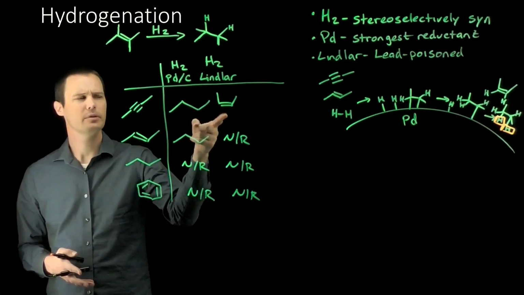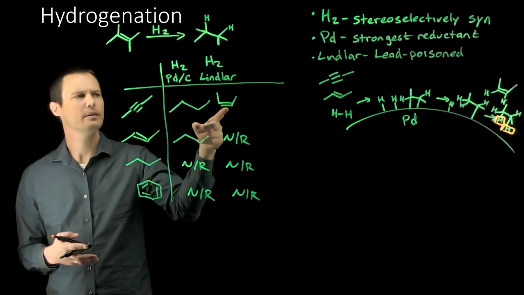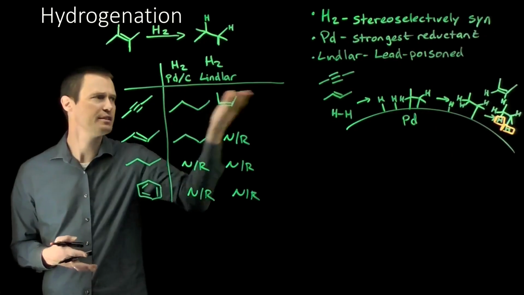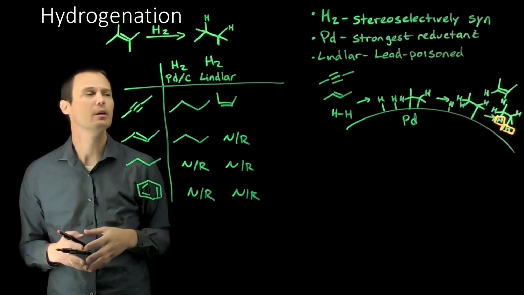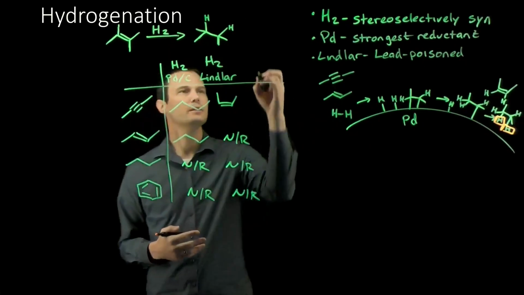When I look at this result, though, this also gives me an interesting opportunity for research. If I can reduce the alkyne to a cis alkene, is there a way I could reduce it to a trans alkene? I mean, the cis alkene is nice, but what if I want a trans alkene? And the answer is yes, of course, we can do that too. We're going to need a completely different system, though. We're going to use a different set of reagents.